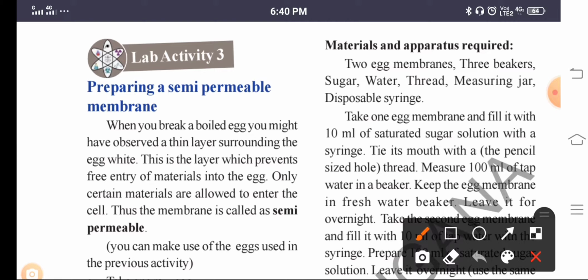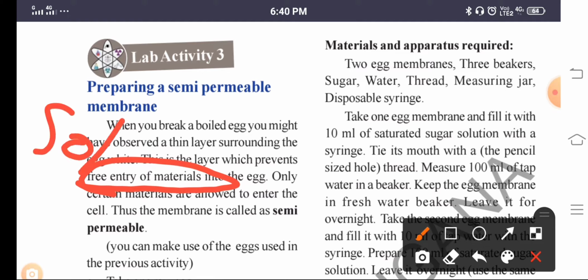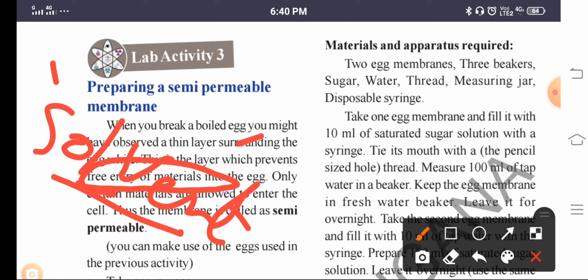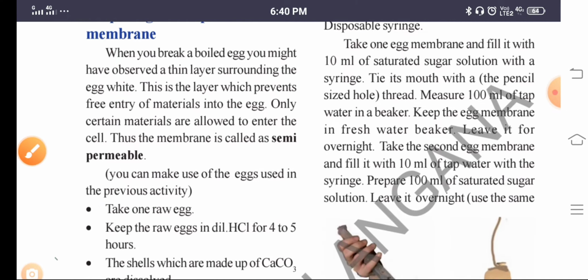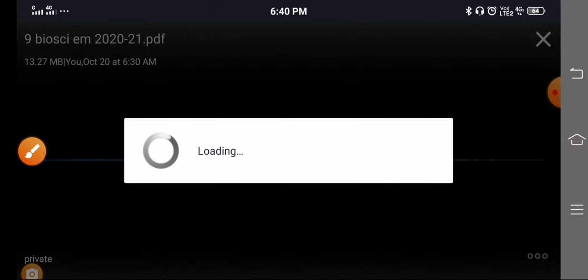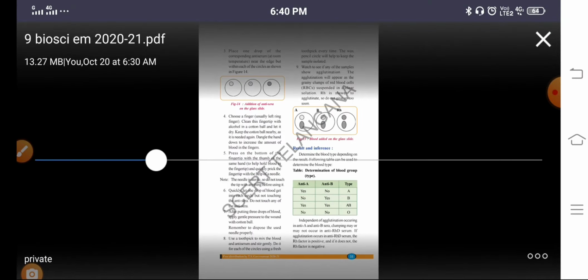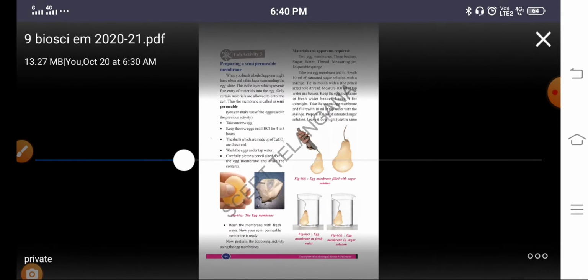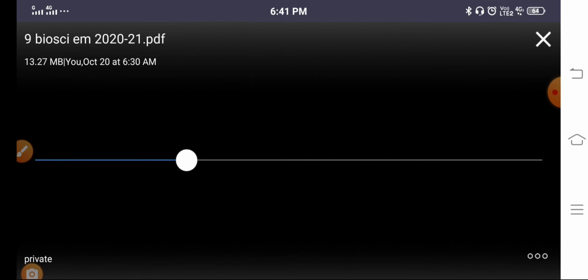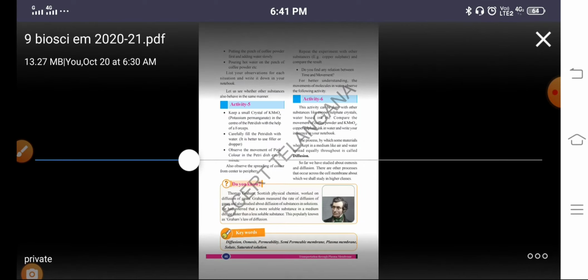Why? Because, as I already said, it only prevents the entry of material. It allows only one type of material, particularly solvents. So the plasma membrane always allows the solvent, which is mainly water, because of allowing only one type of material.